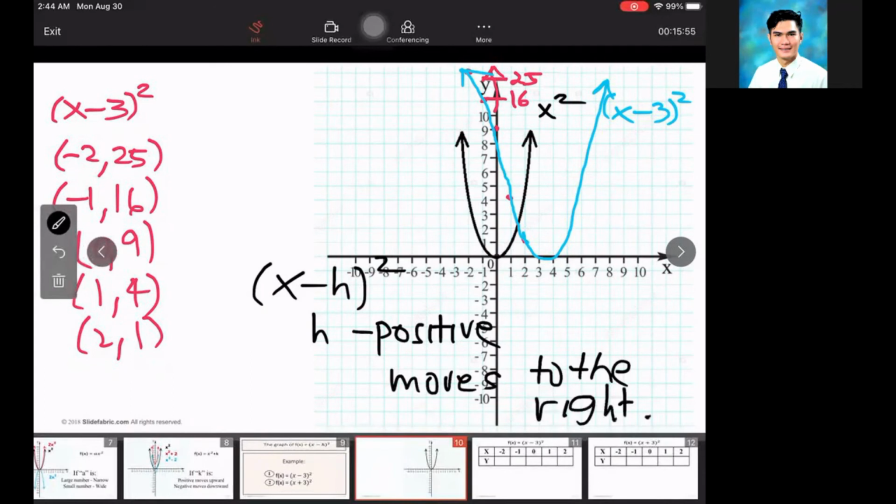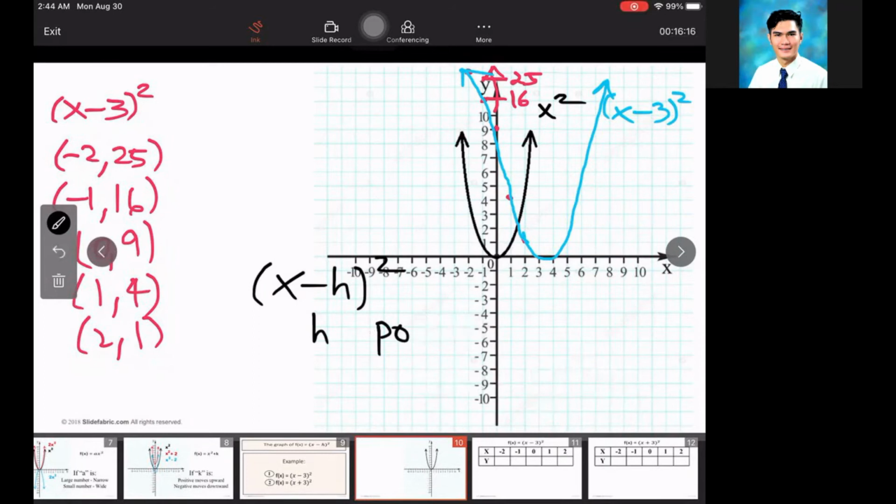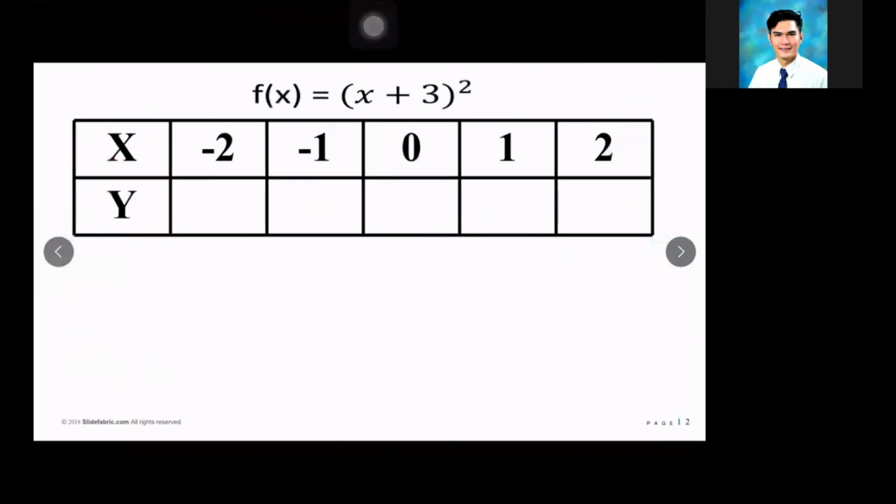So that is our third behavior of the graph. If h is positive, therefore it moves to the right, or the graph moved to the right. So nafa-follow po so far? So that is our x minus h, where h is positive. So now let us proceed with our second example. We have x plus 3, then raised to 2.